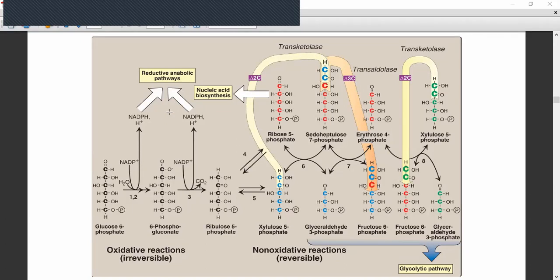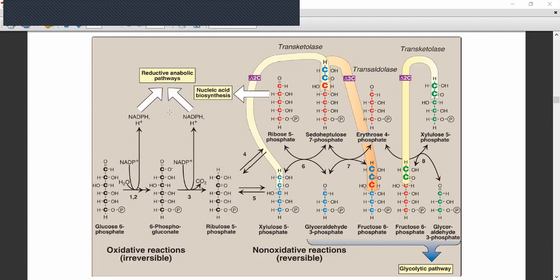So it has two phases. That is what you should know: an oxidative and a non-oxidative phase. Okay. So the oxidative phase is irreversible, but the non-oxidative phase is reversible.